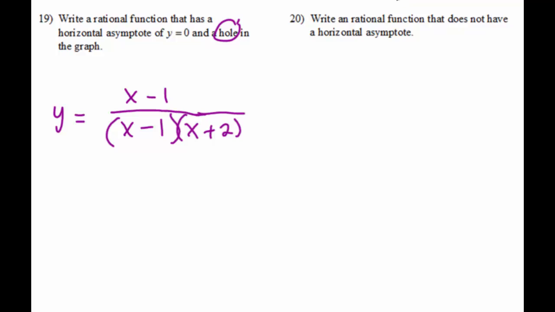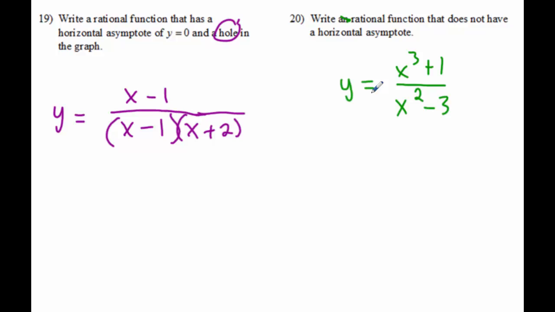20, write a rational function that does not have a horizontal asymptote. When does something not have a horizontal asymptote? When it's bigger on top. So it doesn't matter what you put as long as it's bigger on top. So yeah, I put x cubed plus 1, and then I could put x squared or just x on bottom.